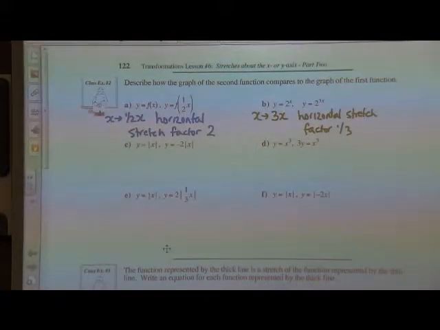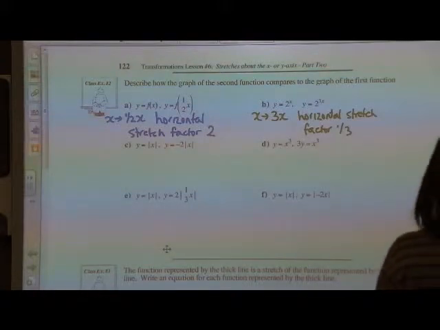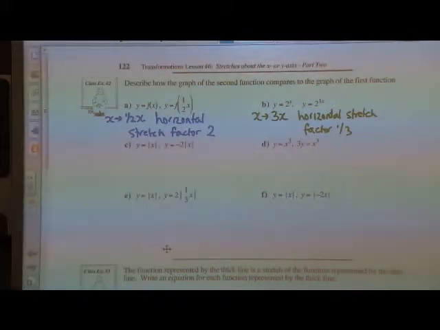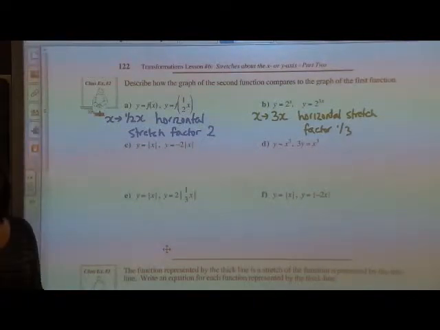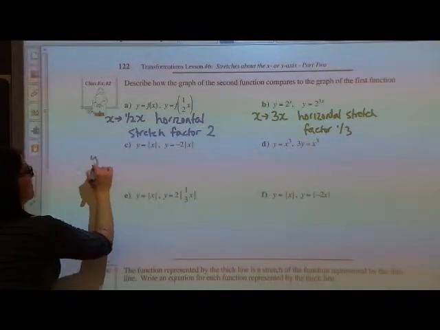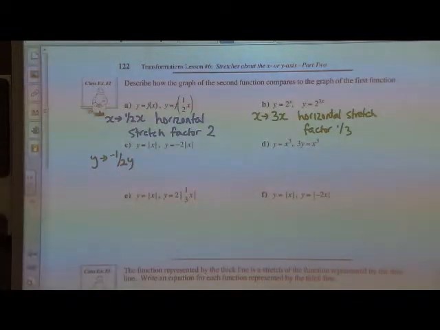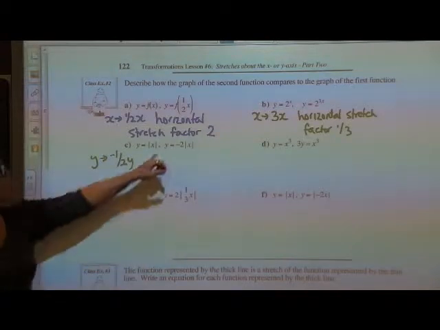Okay, let's look at C. What's my replacement on C? y with negative 1/2 y. Why is it negative 1/2? Because you need to use the reciprocal.